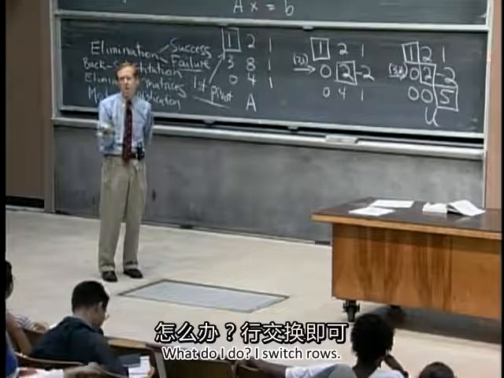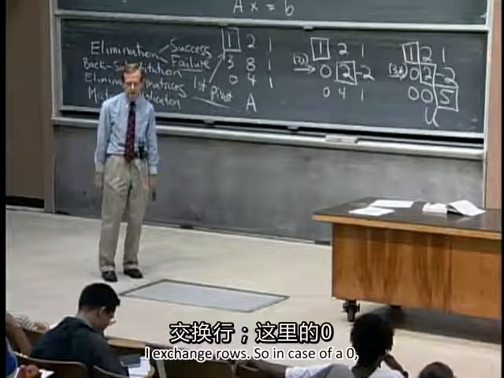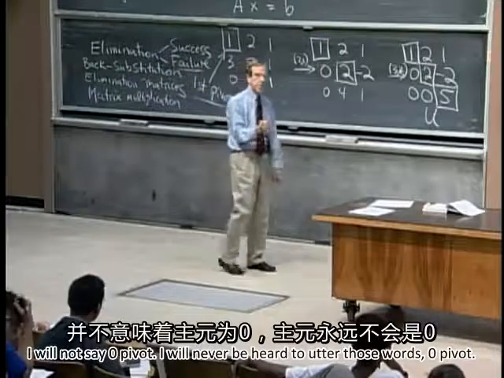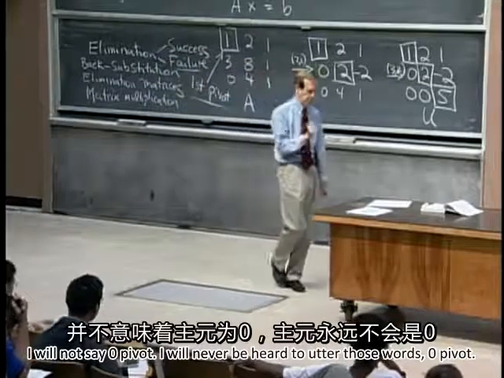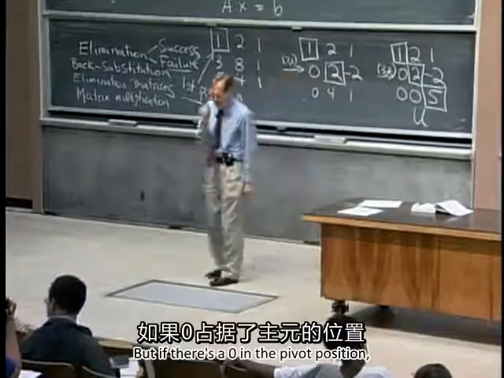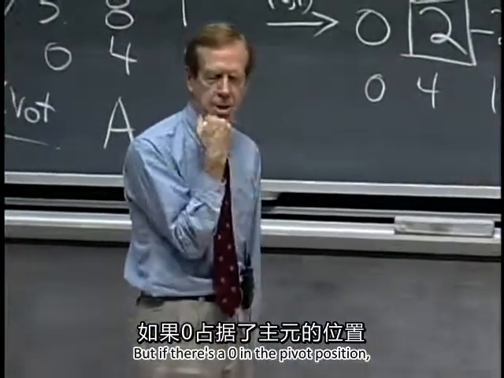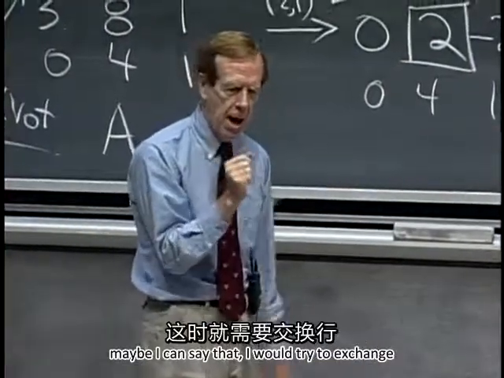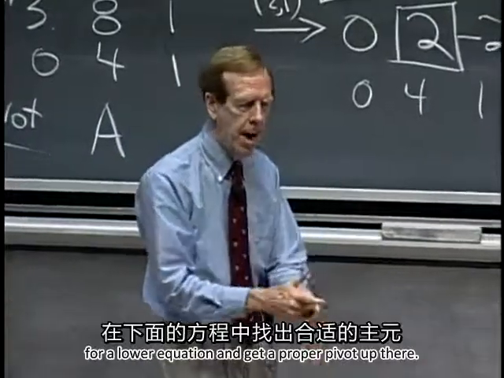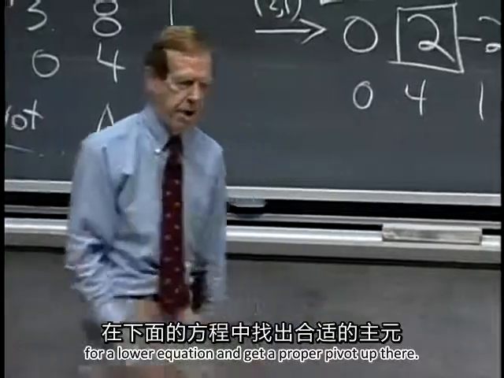What do I do? I switch rows. I exchange rows. So in case of a 0, I will not say 0 pivot. I will never be heard to utter those words, 0 pivot. But if there's a 0 in the pivot position, I would try to exchange for a lower equation and get a proper pivot up there.